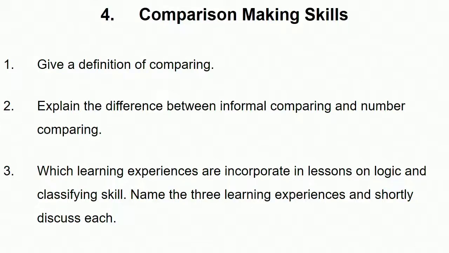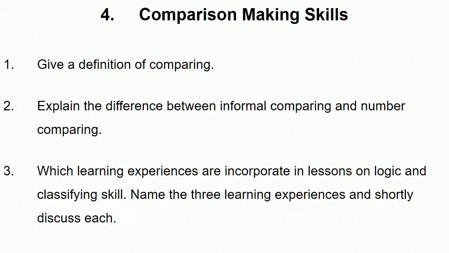Comparison making. Give a definition. Here you have to say what it is. Explain the difference between informal comparing and number comparing. So explain the difference. You can even answer this question in 2 columns. You put the headings informal comparing and number comparing, and you put the differences under each.